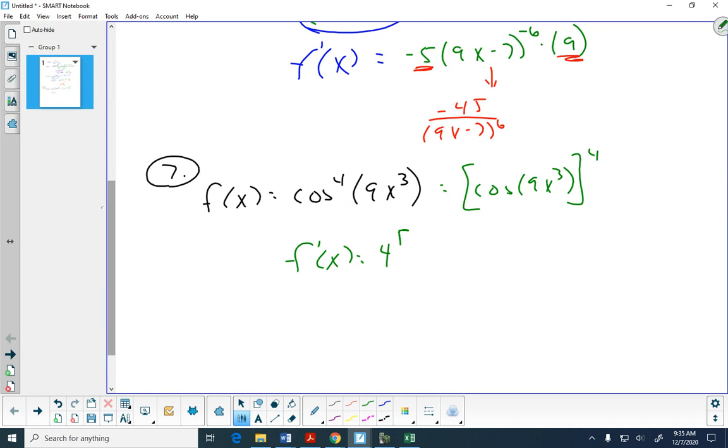So we have 4 cosine 9x cubed, and we drop our exponent by 1, which gives us 3. And then we chain that with, now we start working ourselves inside. The first thing we come across is the trig function, which is the cosine, so take the derivative of cosine, and recopy the 9x cubed.